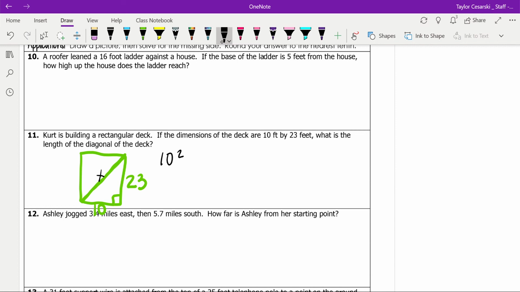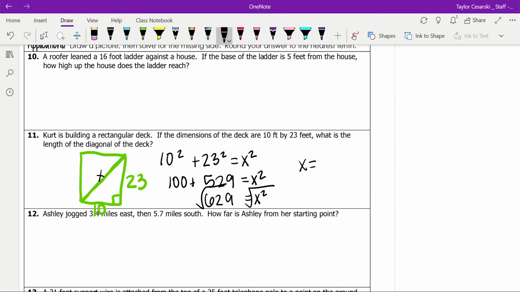So to set this up, 10 squared plus 23 squared equals x squared. 100 plus 529 equals x squared. So that's 629 equals x squared. And when I take the square root, that gives me 25.08 feet. Because we're talking about feet here, always check, since that's your hypotenuse, that should be the biggest side length. So 25.08 is bigger than 10 and 23.